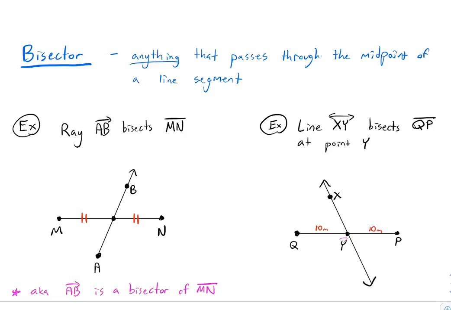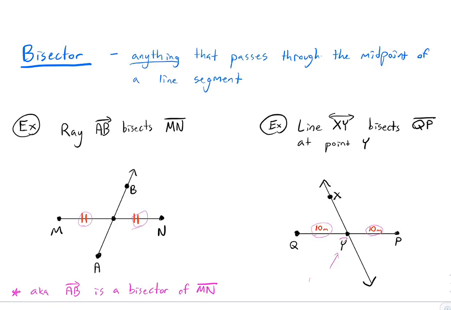But for now, it's usually going to be lines or rays or something that bisects it. Now, it doesn't have to be a perpendicular 90 degrees. It could be at any angle that it passes through. Bisect only means that it cuts this line segment MN into two congruent parts. Or over in the right picture, line XY bisects line segment QP because it cuts it into two equal parts.